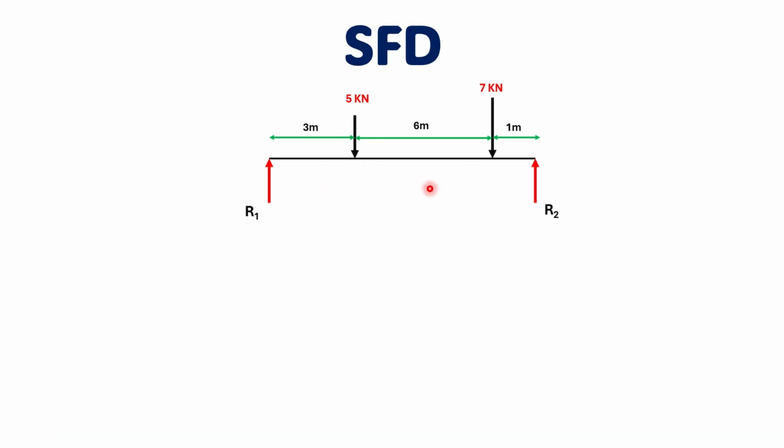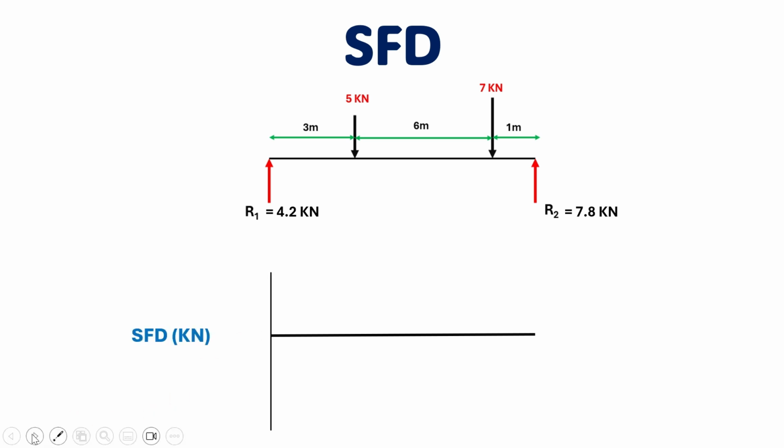We will need the free body diagram for the shear force. So I am drawing the same beam here, and we have found the values of R1 and R2. Now I am drawing the same length of the beam here. Now I will draw this y-axis, which represents the shear force value in kilonewton. Because all the forces are given in kilonewton, and shear force is a kind of force, the force unit here is kilonewton.